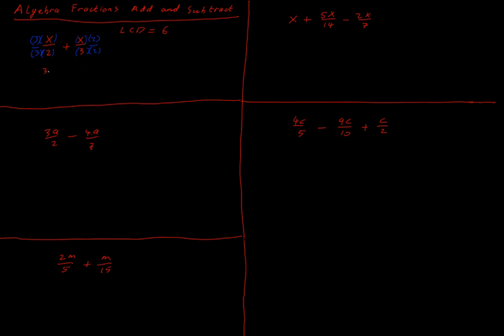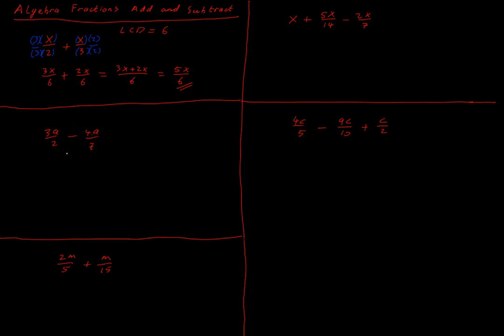So I end up with 3 multiplied by x, I write as 3x. I don't need to write in the brackets with algebra, just 3 sitting next to an x is going to mean 3x, all over 6, plus 2 multiplied by x, I just write as 2x, all over 6, is going to equal 3x plus 2x. I add the top numbers, the numerators, which is equal to 5x all over 6. And that's my final answer.